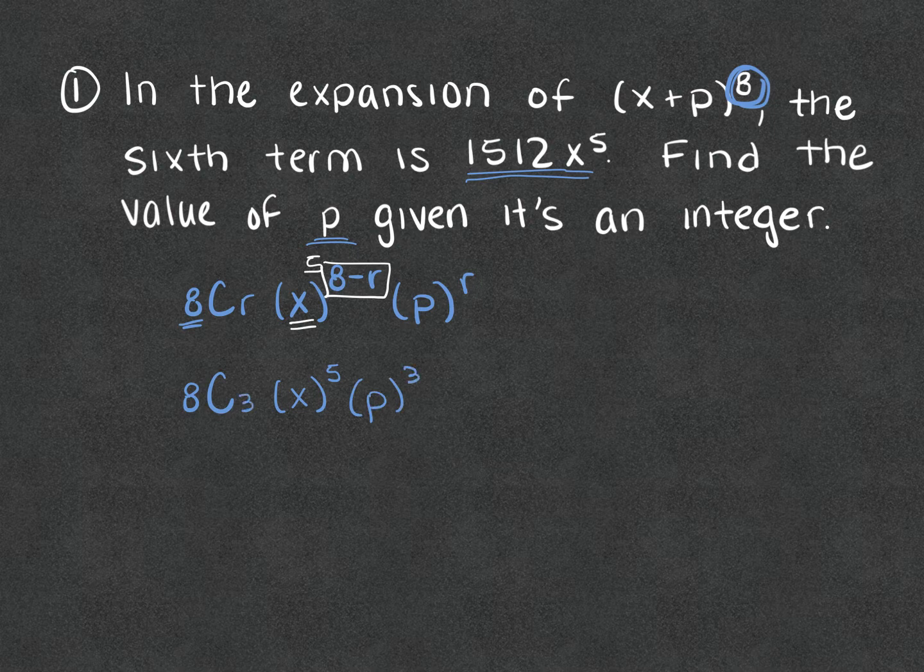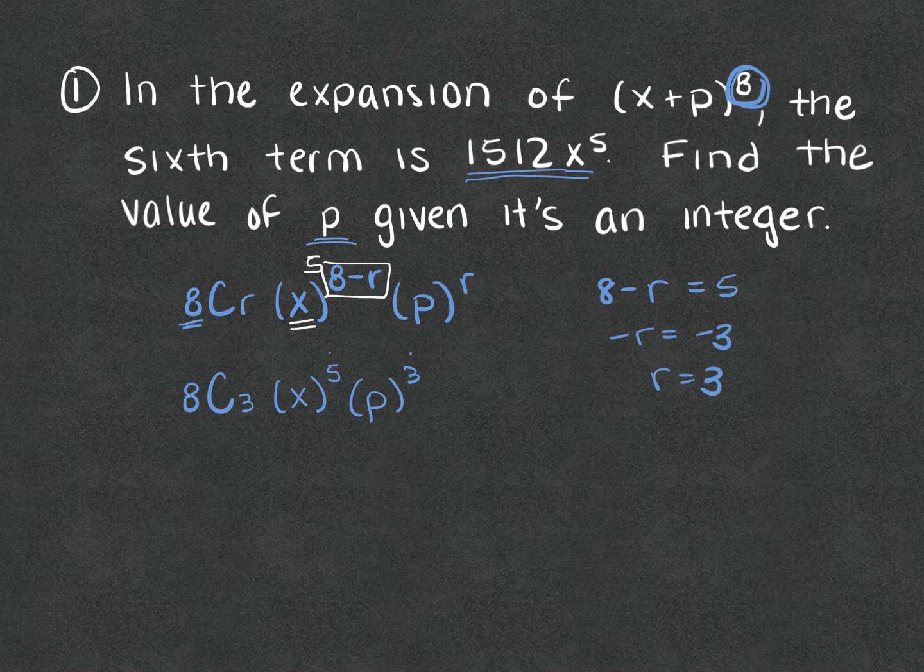So real quick, just to make sure you understand where I'm getting that 3 from, you can think about it two ways. Either we know that these exponents have to add up to 8, and 5 plus 3 is 8. Or if you needed to, you could always say, we know 8 minus r has to equal 5, and then solve this. So that means that negative r equals negative 3, or r equals 3, and we can plug that straight in.